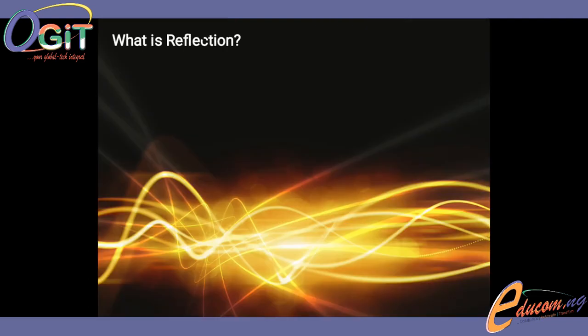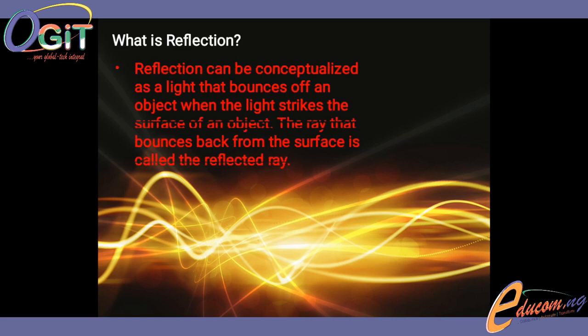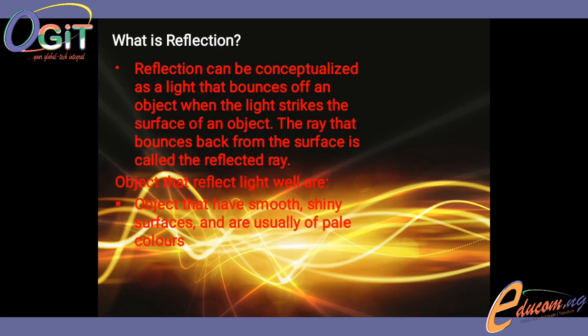Let's look at reflection. What is reflection? Reflection can be conceptualized as light that bounces off an object when the light strikes the surface of the object. The ray that bounces back from the surface is called the reflected light ray. And this is one of the phenomena by which we are able to view or see objects.